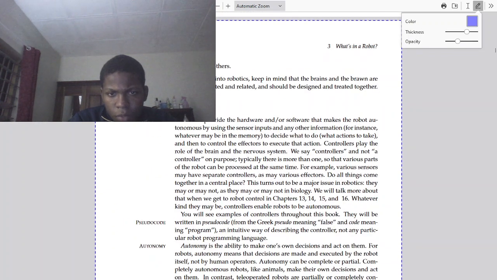So as you dive into robots, keep in mind the brains and the body are directly connected and related, and should be designed and treated together. Alright, I'll highlight it.